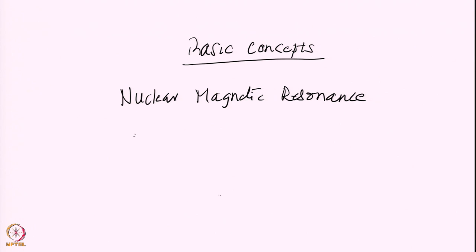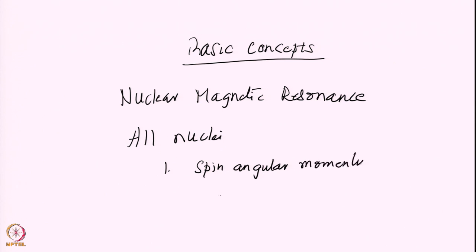Okay, all nuclei have two fundamental properties, intrinsic properties. One, spin angular momentum. This is a quantum mechanical concept. It did not start from the nuclei, of course it also was there for the electrons, and slowly one discovered that the spin angular momentum is a very general concept. This is a quantum mechanical concept. There is a theory of angular momentum, and we will only pick up the results from this theory.